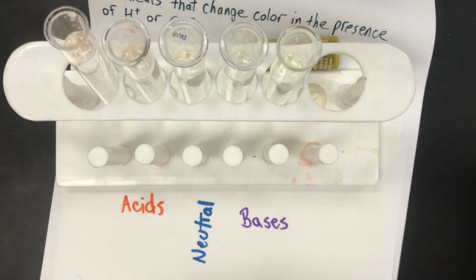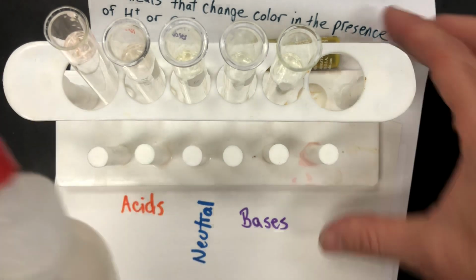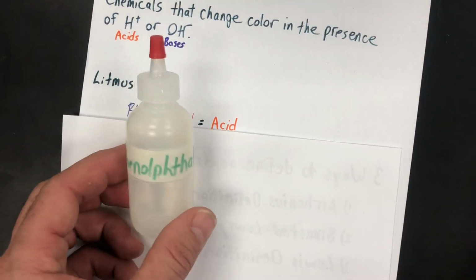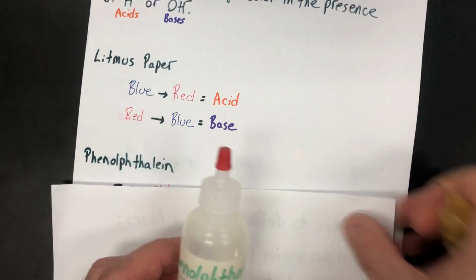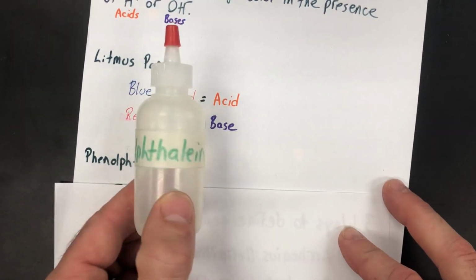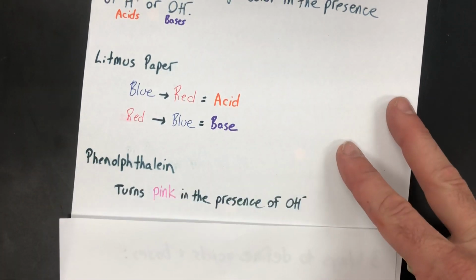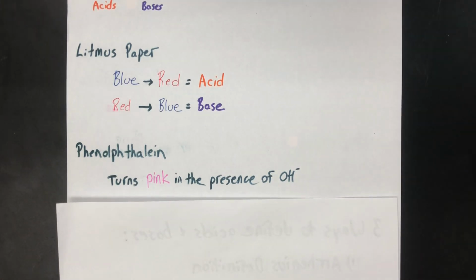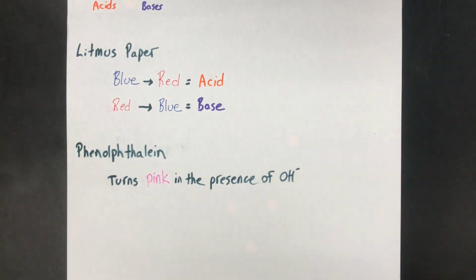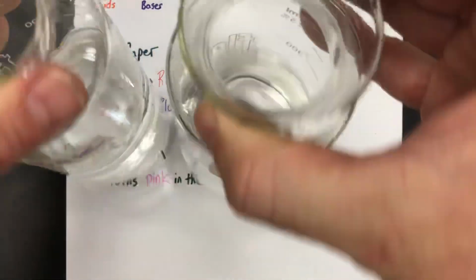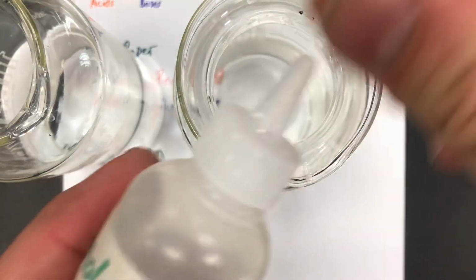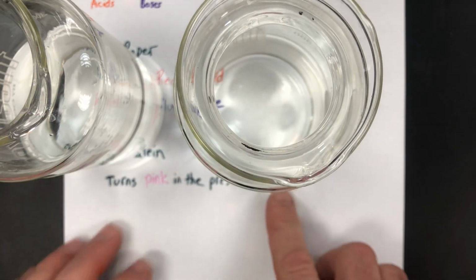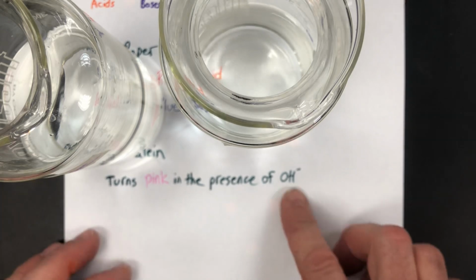So we do have another indicator, a really common indicator that kind of does the same thing. So I've got an indicator called phenolphthalein. Phenolphthalein, okay? And what that does is it just turns pink in the presence of hydroxide ions, so a base. All right, so I've got an acid and a base here. Okay, and what I'm going to do is I'm going to put this indicator, just a drop, into the acid. Would you expect to see any changes? No, because this is an acid. There's no hydroxide, or very few hydroxides in there.